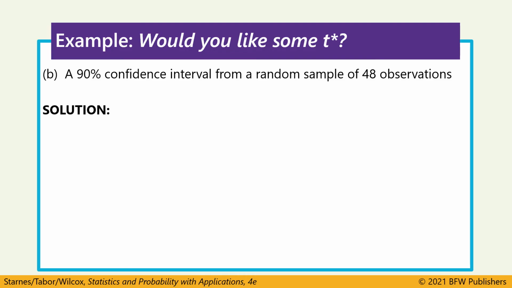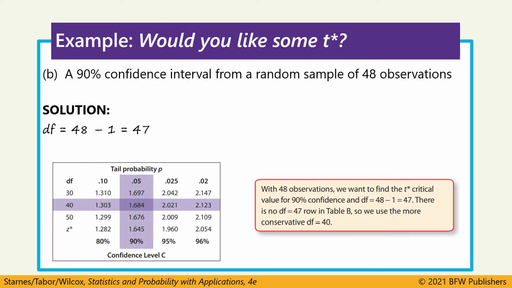For part B, we want a 90% interval with a sample size of 48, meaning we have 47 degrees of freedom, and that value is not in our table. And even though 47 is closer to 50, we're not going to round it up, and instead we're going to use the closest value that's still below that actual degrees of freedom. We intersect that with a 90% confidence level, and you get a critical t-score of 1.684.